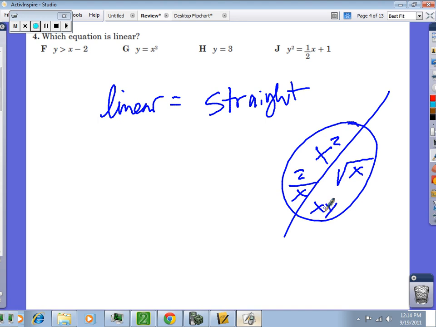So J is gone, and G is gone, so it's down between H and F. Which one is it? H. Why is F wrong? Because there's no equal sign. It's not an equation, it's an inequality. That's a trick one right there. So for linear, you cannot have any of these things right here.